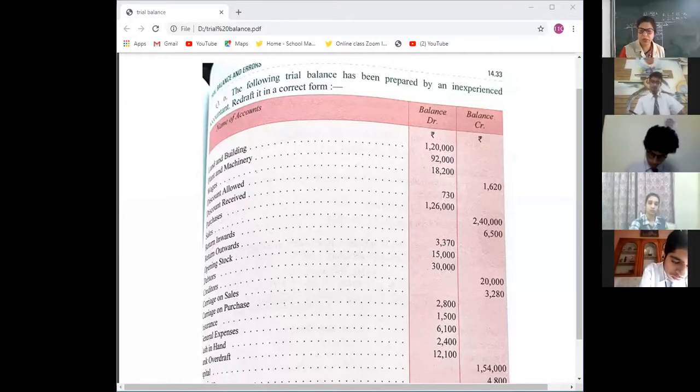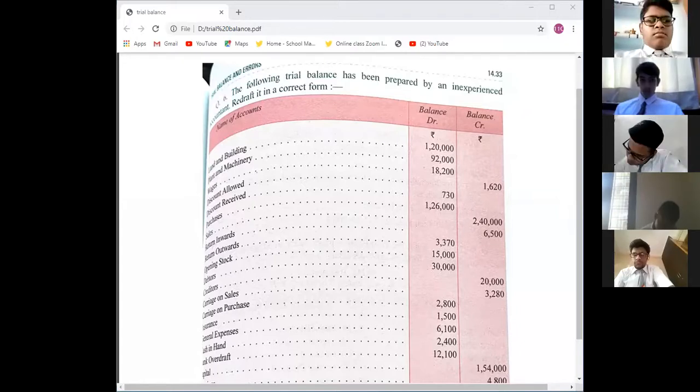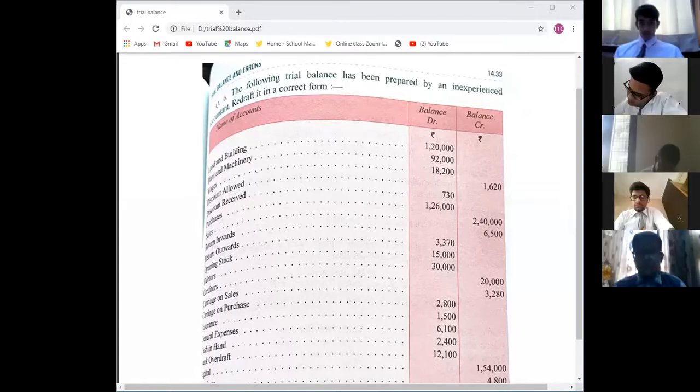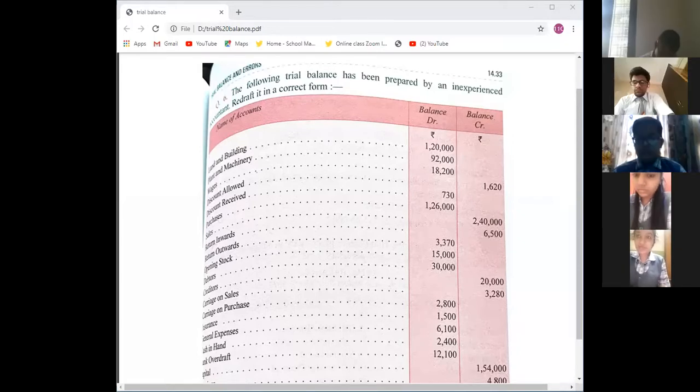Now children, make this trial balance in a correct way. As I taught you just now, I told you how to make it. All assets will be in debit, all liabilities will be in credit, all expenditures will be in debit, all income will be in credit, purchase debit.